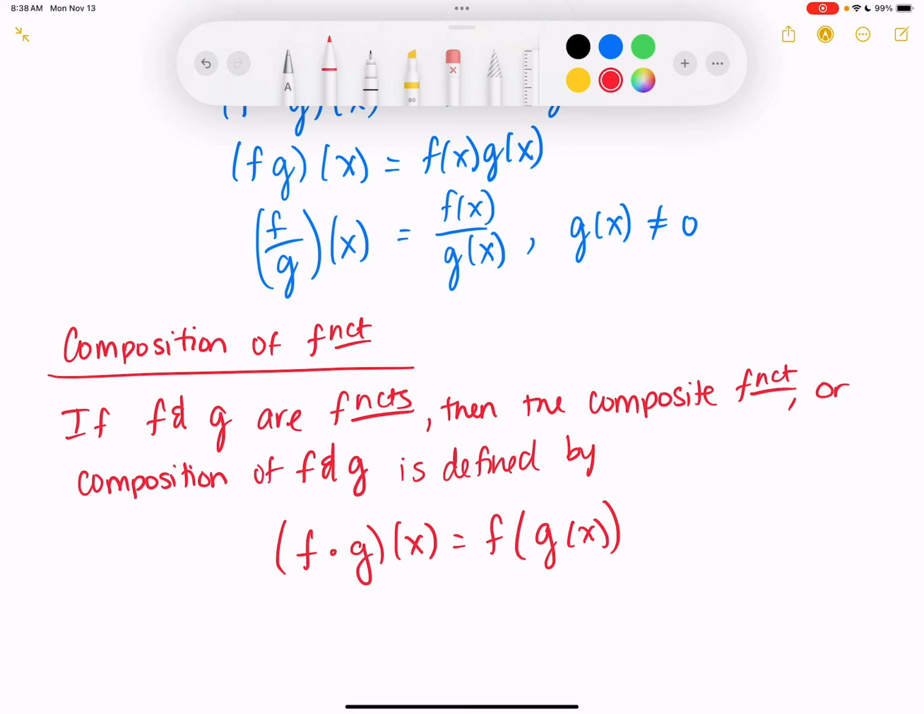If they should ask you to do it at a specific point, I personally prefer to go ahead and plug the point into the innermost function first, and then to plug that number into x in the outermost equation, just because it makes your math a lot easier from having to write down a whole bunch of stuff.